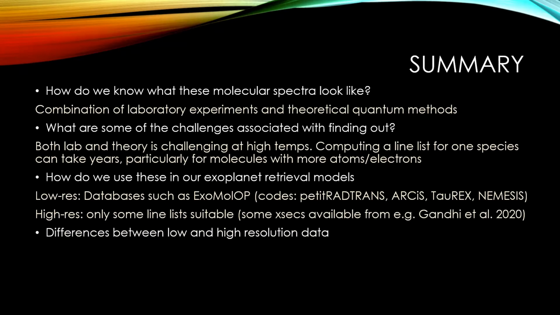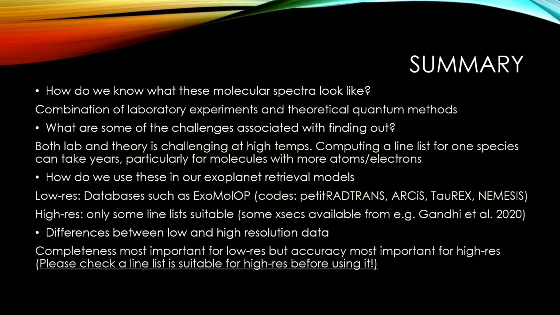And finally, what are some of the differences between low and high-resolution data? So apart from what I've just mentioned, it's important to remember, completeness is more important for low-resolution studies, but accuracy is generally most important for high resolution. Obviously, a combination of the two is ideal, but please check that a line list is suitable for high resolution in particular before using it.